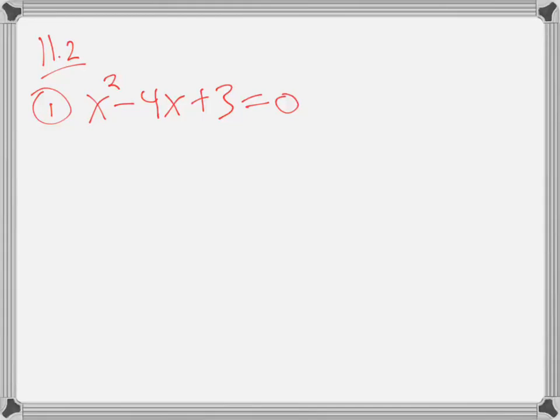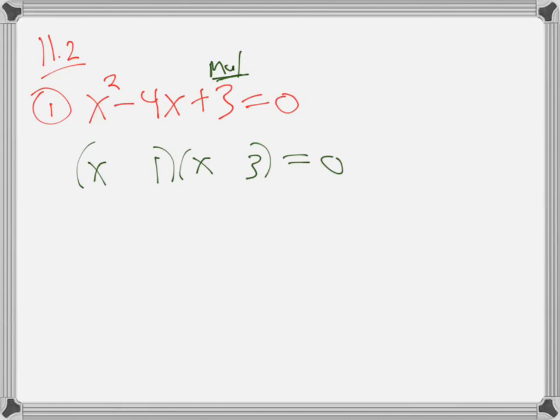Okay, so does this one factor? So we want two parentheses. We're looking for, x is in the front, right? We're looking for two numbers that multiply to be 3. What times what is 3? 1 times 3, 3 times 1, yeah.